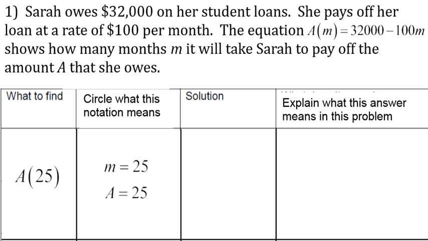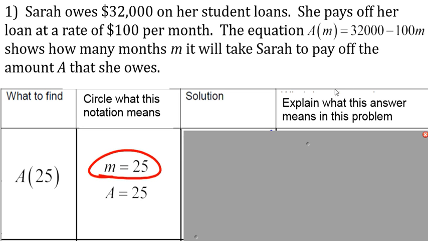So this goes back to what we know about function notation, right? In function notation, A of M, A is the function. So A of M represents the output, M represents the input. So if I see a 25 in place of M, that means M equals 25. That means I have to take 25 and substitute it into the problem. So I'm going to take 32,000 minus 100 times 25. That would leave me with 29,500.